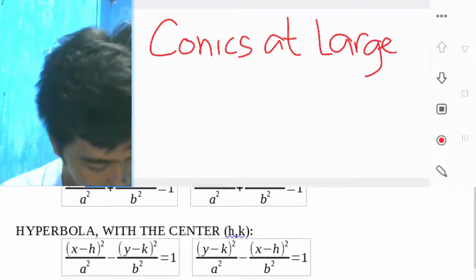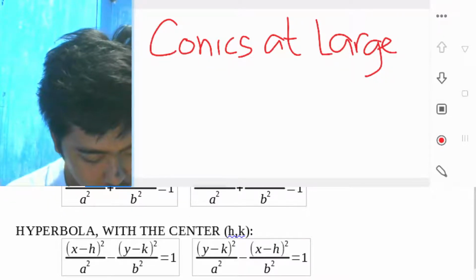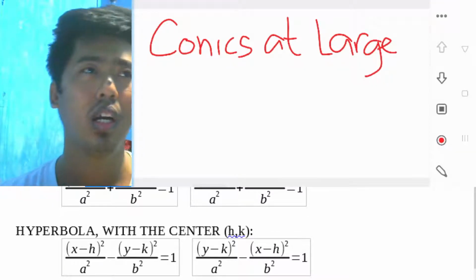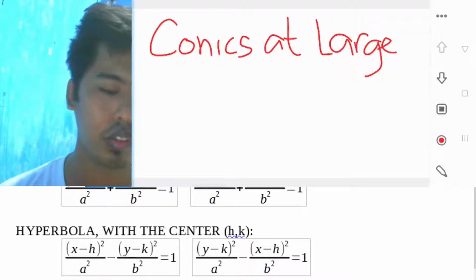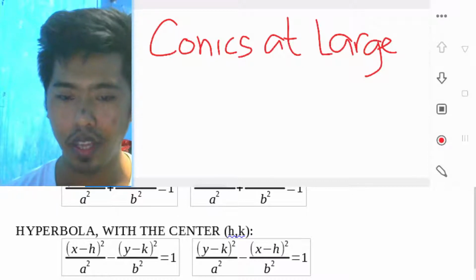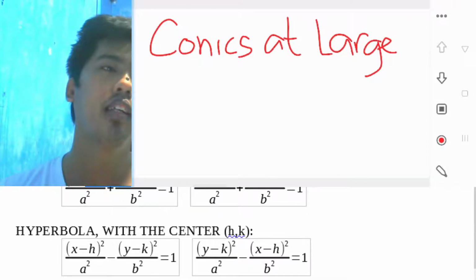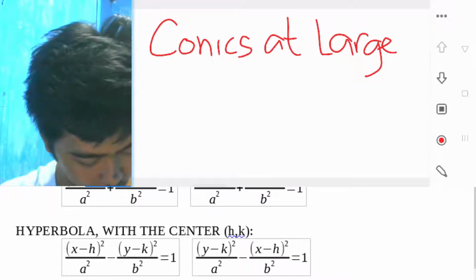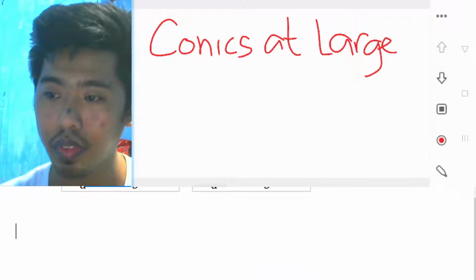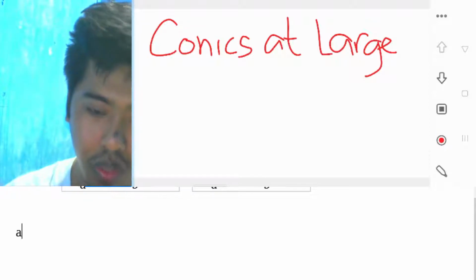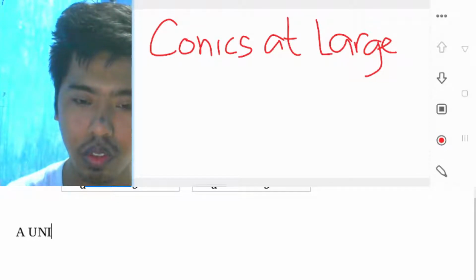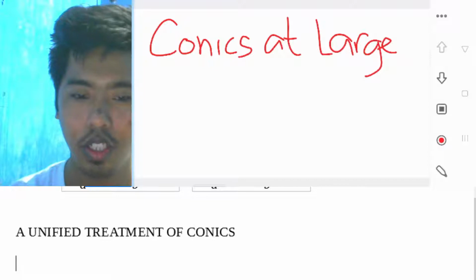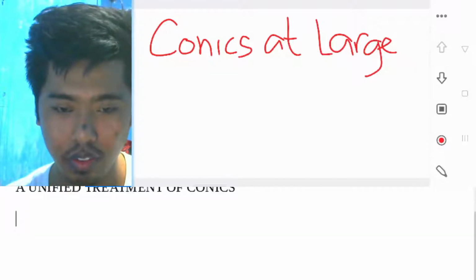So let's continue. Now I'm going to give you some important formulas, or should I say descriptions. A description of eccentricity, the formula on how to get eccentricity. Okay, so let's start here. This is a unified treatment of conics. So let's start here.